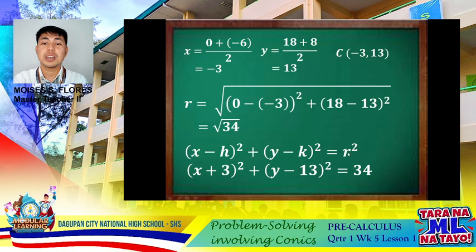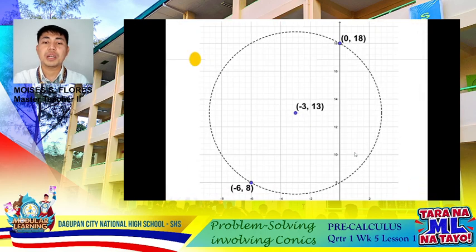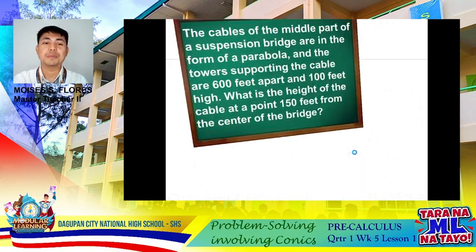And of course, as I told you a while ago, once we have substituted square root of 34 and then square it, your radical sign will automatically be omitted. So therefore, the equation of our food delivery area is said to be (x + 3)² + (y - 13)² = 34. That's the standard form. Okay, we are done with the first application problem on circles. Let's have the second problem.